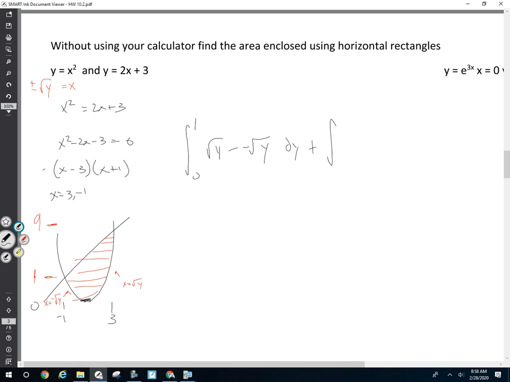And then I'm going to add from 1 to 9, my right, which is root y, and then my left is the y equals 2x plus 3. Well, that's y minus 3 divided by 2 equals x. That is my left. So this is a little bit more complex than it needs to be, but I'll show you how you would get it. You type this in, it is the same as the integral from negative 1 to 3 of 2x plus 3 minus x squared. I don't want you to try to find this without a calculator. Let's just stop here.